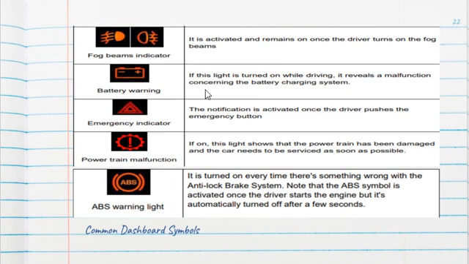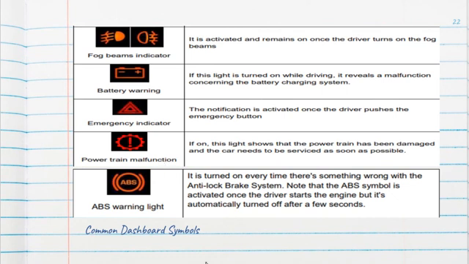Then the battery warning. If this light is turned on while driving, it reveals a malfunction concerning the battery charging system. And then the emergency indicator: the notification is activated once the driver pushes the emergency button. Then we also have the powertrain malfunction. If on, this light shows that the powertrain has been damaged and the car needs to be serviced as soon as possible. And we also have the ABS warning. It is turned on every time there's something wrong with the anti-lock brake system.